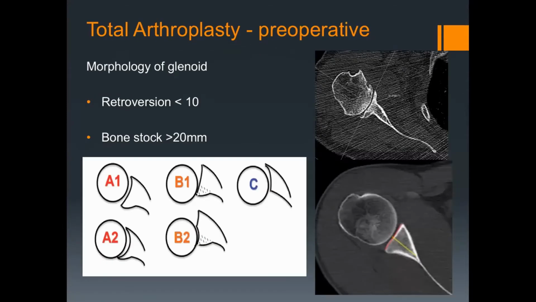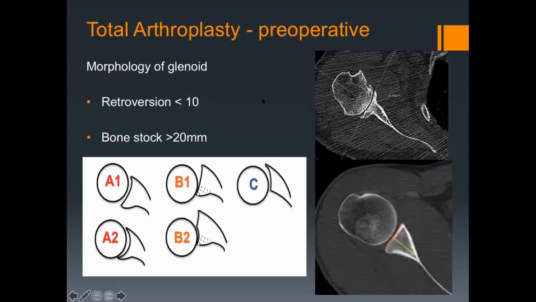So moving on to total shoulder arthroplasty. There are a number of important preoperative considerations prior to implantation. The most important one really is the preoperative morphology of the glenoid, and in particular glenoid retroversion. This is the angle of the glenoid face in relation to a line perpendicular to the scapular axis, as shown on this image here. In the preoperative situation, we often measure this at mid-glenoid level, just below the coracoid tip.